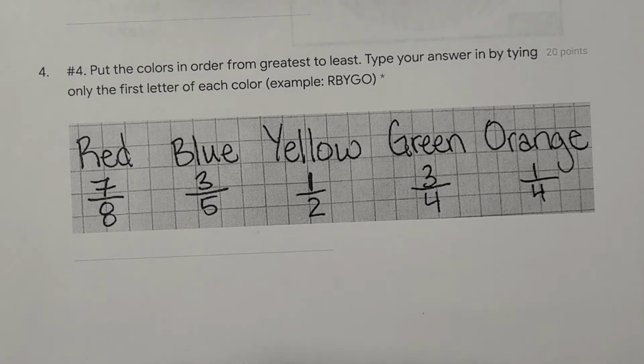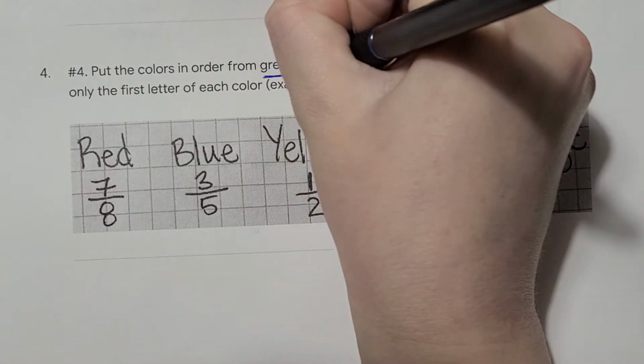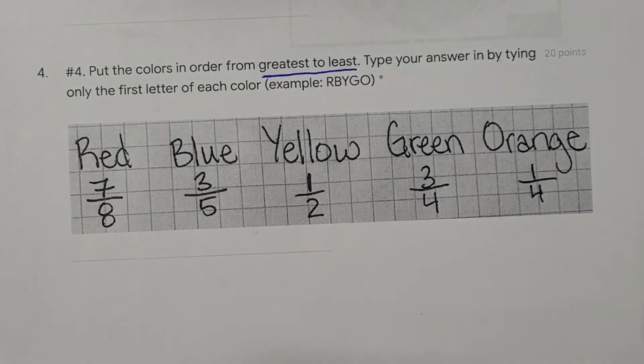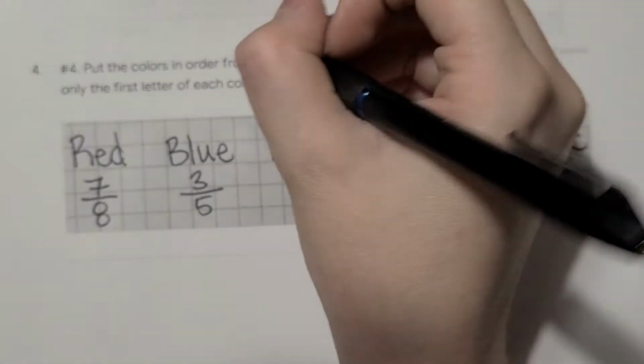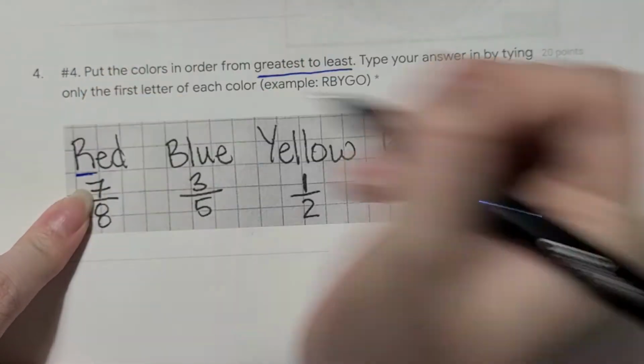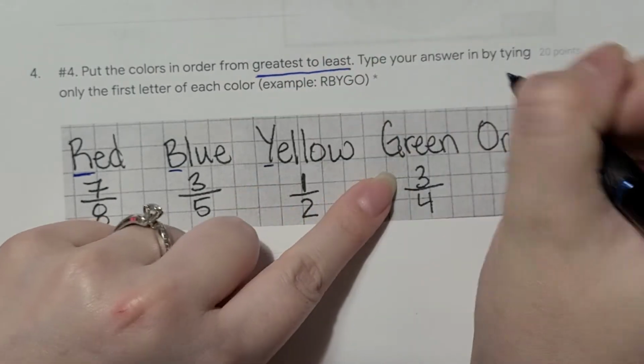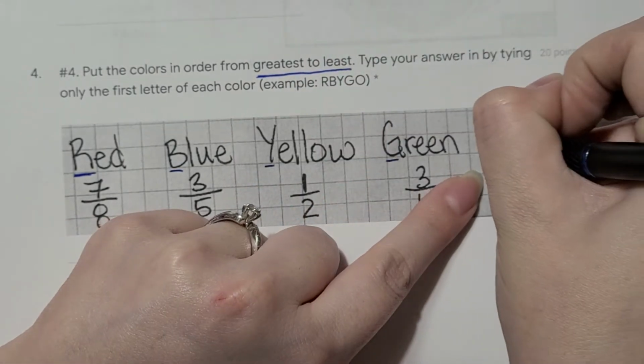Okay, number 4 says put the colors in order from greatest to least. Remember to mark those keywords anytime you see them. And then type your answer in by typing only the first letter of each color. Example, if they were in order, you would do R because red, B for blue, Y for yellow, G for green, and O for orange.